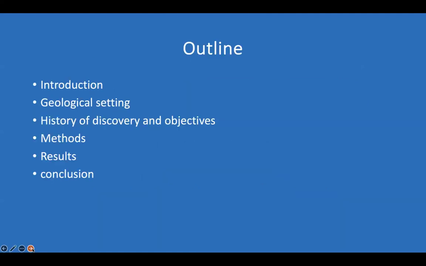The outline of my presentation will be like this. First, I will have an introduction of the topic. Second, I will talk about the geological setting. Third, I will introduce the history of the discovery and the objectives of this research. I will give the methods that we used during the research and also talk about the results. And I will conclude.